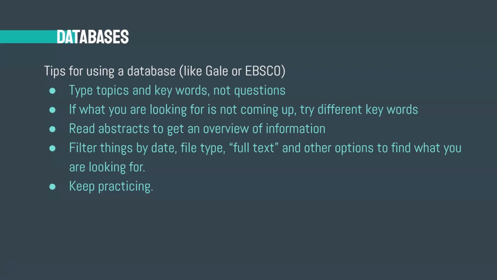And then you'll see there are abstracts, which is kind of like a conclusion paragraph or summary paragraph that are attached to a lot of these articles. And those are a really great way to get an overview of information. So before you read an entire 10-page article, you could read the abstract and decide if it's useful to answer your research question. And then you can also filter things by date, file type, full text, and other options to find what you are looking for.